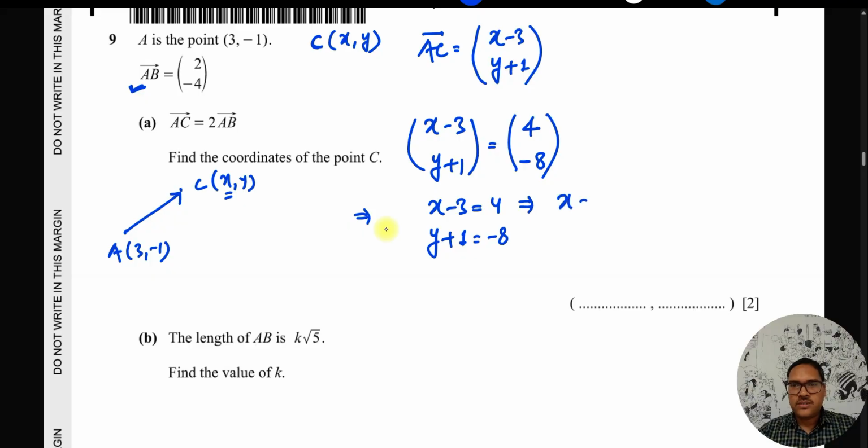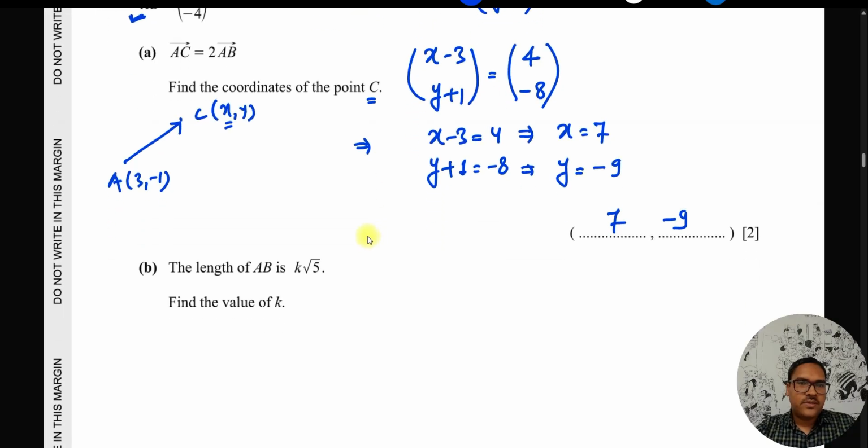So from this you can see what is x. This is 3 plus 4, this will become 7. And y will be equal to negative 9, minus 8, and the 1 will go on this side for minus. So, what is the coordinate of point C? The coordinate of point C is 7 comma minus 9. I hope this is clear.